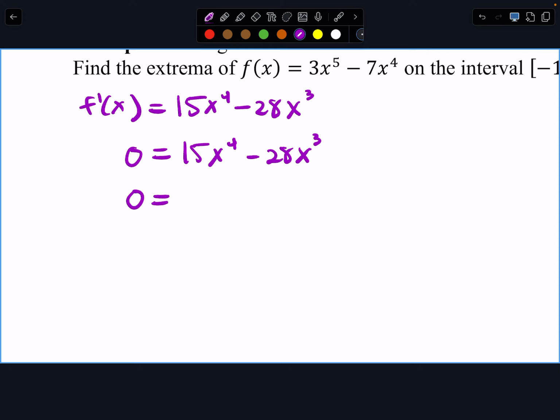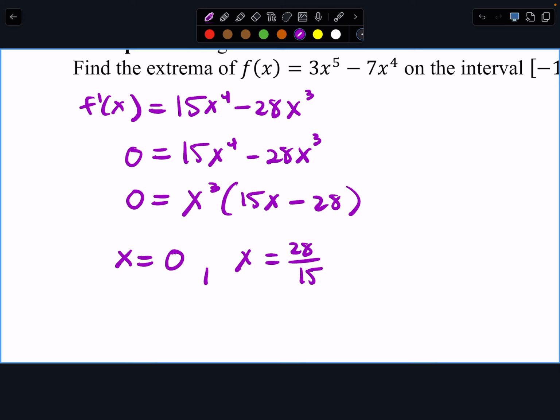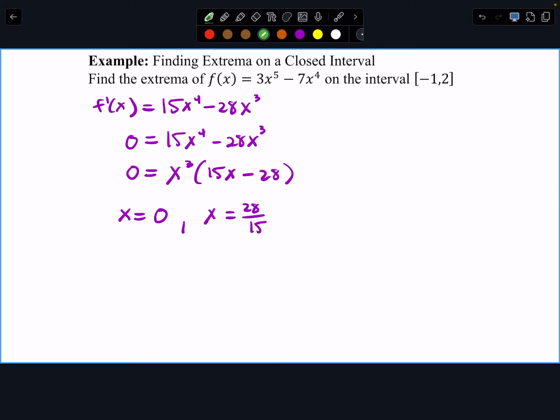And now we can factor. So I can factor out an x cubed. So we would get, as solutions to this equation, x equals 0, or, I'm just going to separate with a comma, or we would get x equals 28 over 15. These are the critical numbers, which come from f prime being set equal to 0.